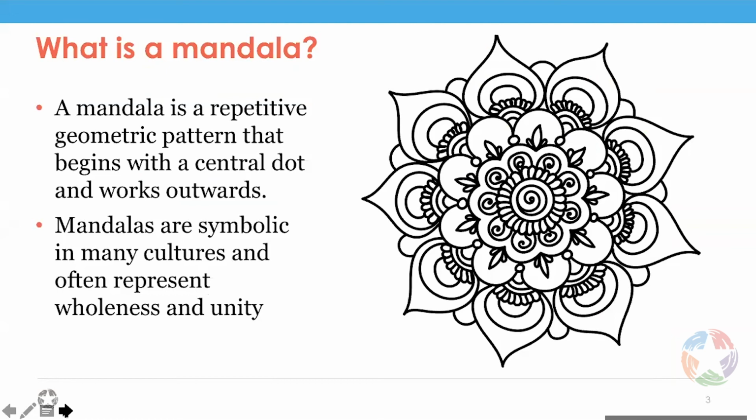So what is a mandala? Surprisingly, mandalas can be found all around us. You might have encountered what is considered a mandala and not even know it. A mandala is a repetitive geometric pattern which begins at the central dot and works outwards. Mandalas are symbolic in many cultures and often represent wholeness and unity.